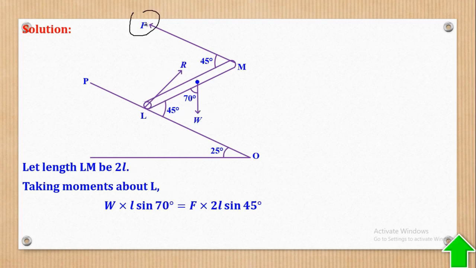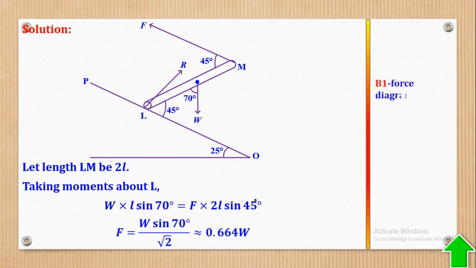What about for F? Force is F. The distance from the pivot to the point where the force originates from is 2L. That's why there is 2L there. Then the angle between the force and the rod is 45. That's why there is 45 there. So next is to make F the subject, and that's what they wanted.